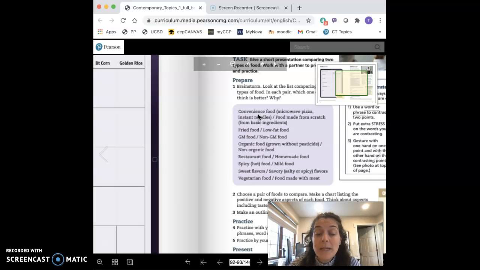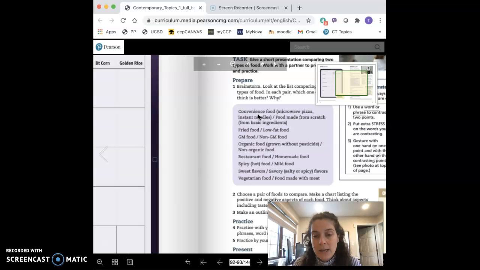It's time consuming and it needs a lot of planning. So it needs even much more planning than convenience food. However, the pros or the advantages are that at least we know where the ingredients are coming from and we know that it is nutritious, which is good for us. Next, I'm going to talk about fried foods and low-fat foods.